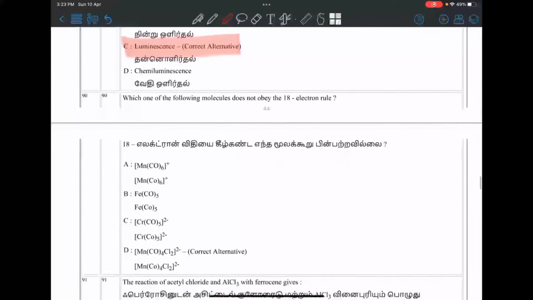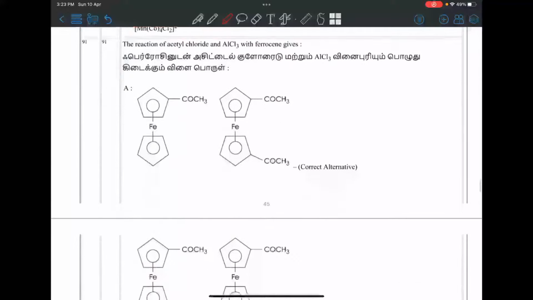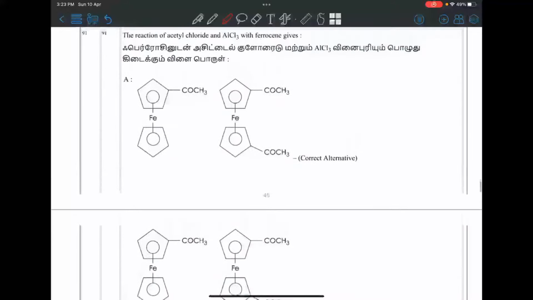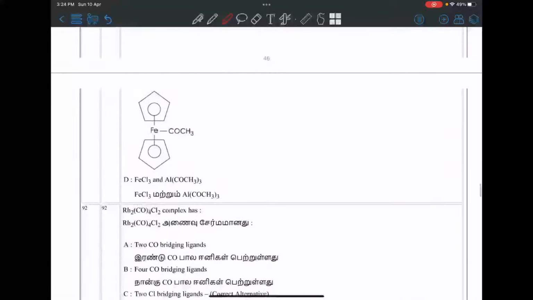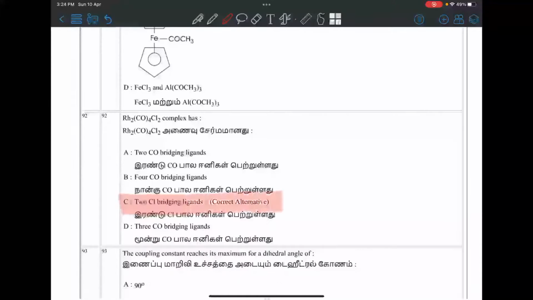Which one of the following molecules does not obey 18 electron rule? MnCO4Cl2 2-. The reaction of acetyl chloride and AlCl3 with ferrocene gives, for this, option A. Option A is given. Next question. Rh2CO4Cl2 complex has 2 Cl bridging ligands.